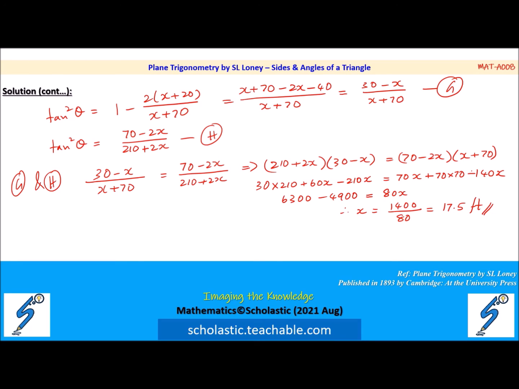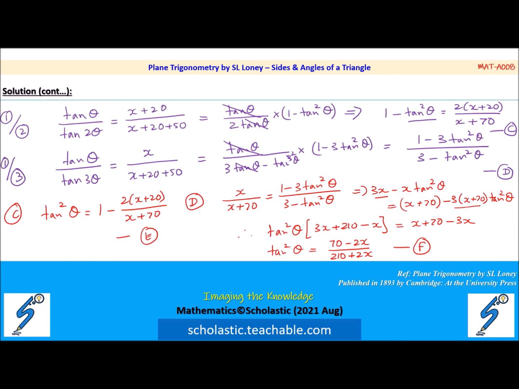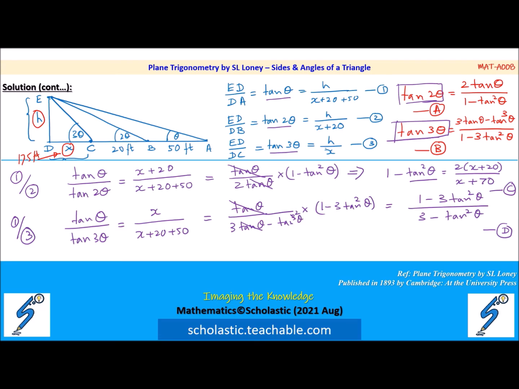If you have used meters, your answer will be in meters. So this is the distance DC. If you go back to the question, this is the one we found, which is equal to 17.5 feet. Now we need to find h. To find h, we can use one of those equations. If we know tan theta, we can find h.